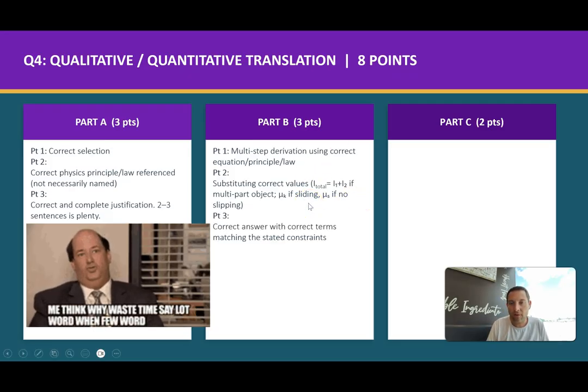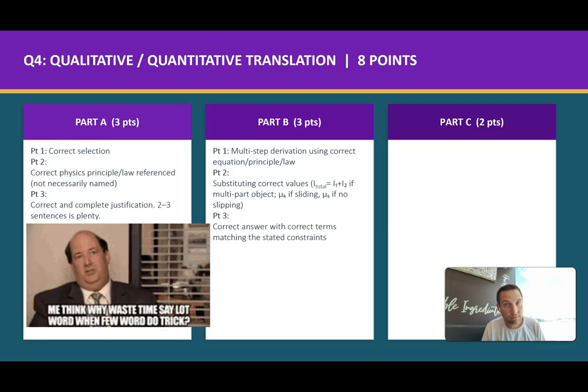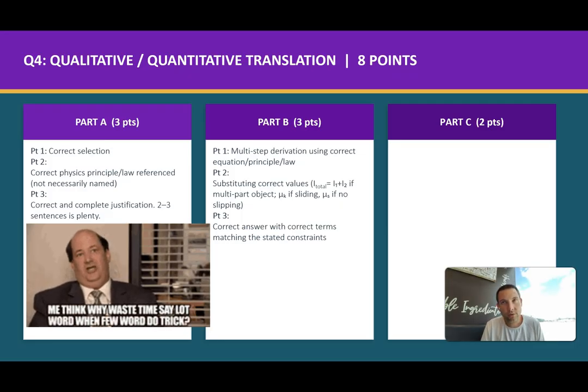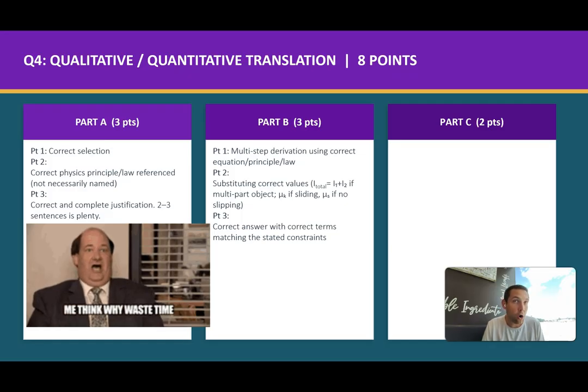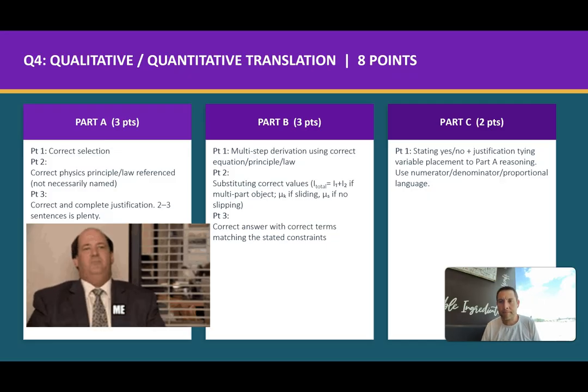Point 3, getting that correct answer with your correct terms. So remember, the last step of your derivation is to make sure you are answering the question. Should Ft be labeled Ft, or should it be capital T? Those types of things. Are you allowed to have R in your final answer, or should it be called A? Just watch that and make sure we're checking and making those final changes as needed.